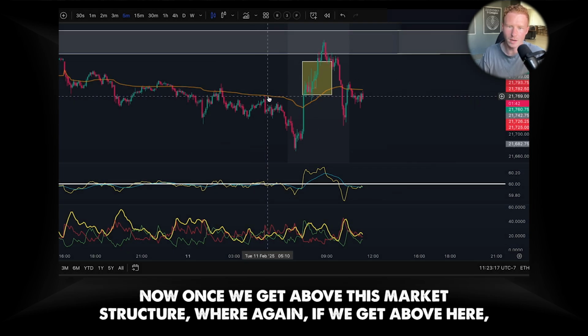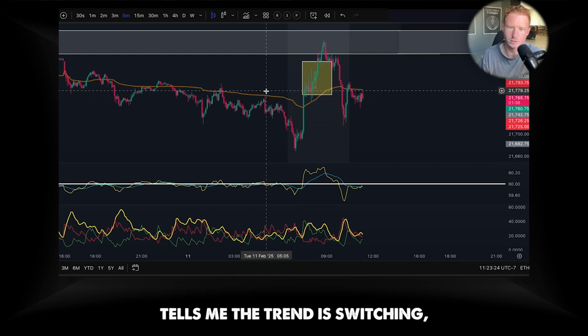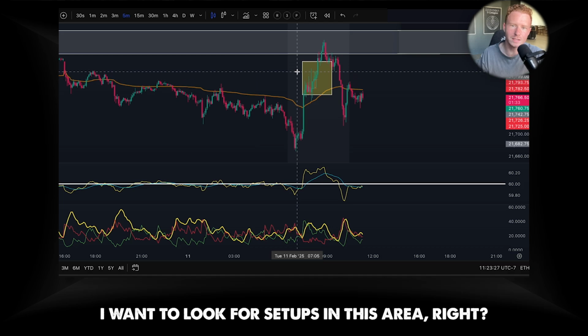Now, once we get above this market structure, where again, if we get above here, it tells me the trend is switching, I want to look for setups in this area, right?